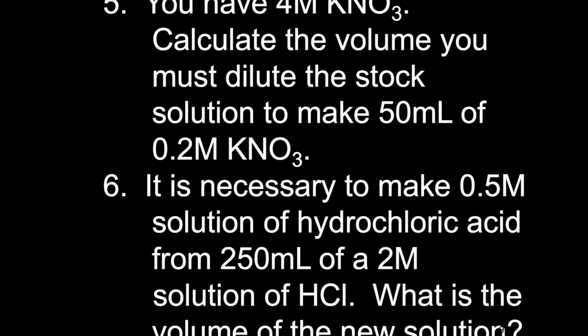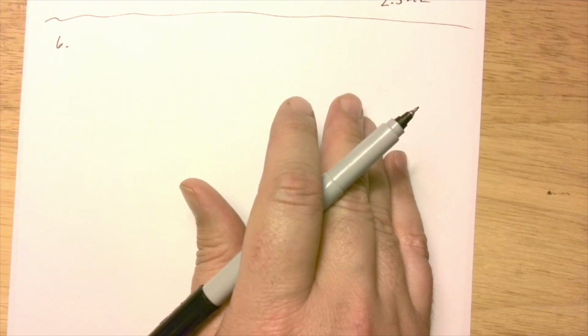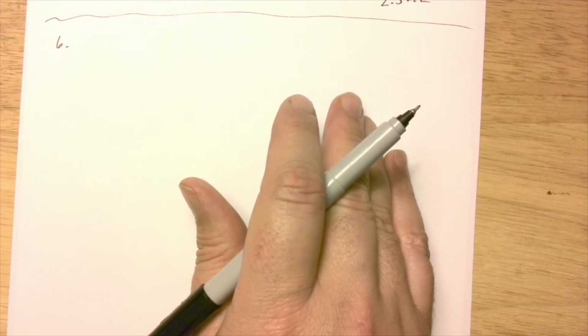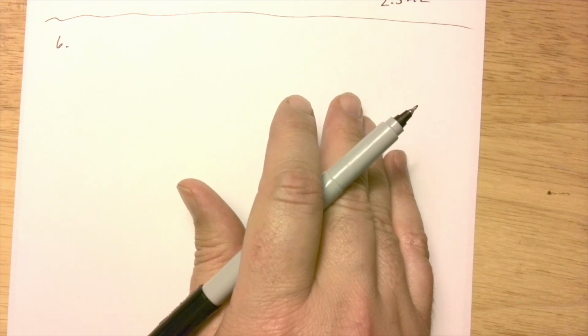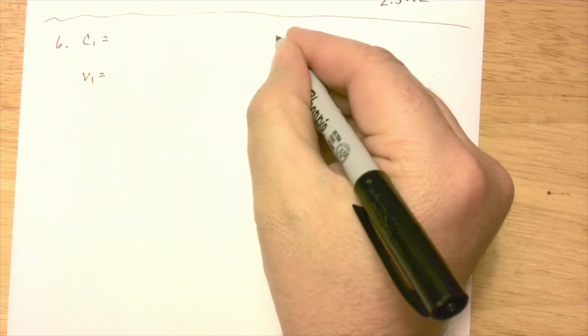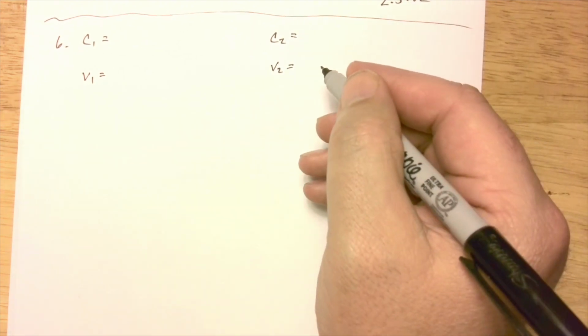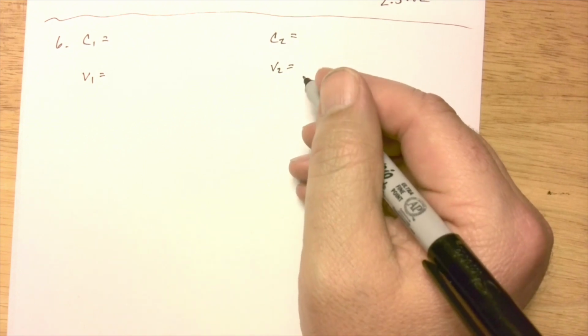Number 6. It is necessary to make a 0.5 molar solution of hydrochloric acid from 250 milliliters of a 2 molar solution of hydrochloric acid. What is the volume of the new solution? So start off with C1, V1, C2, and V2. Okay, so we have a 2 molar.